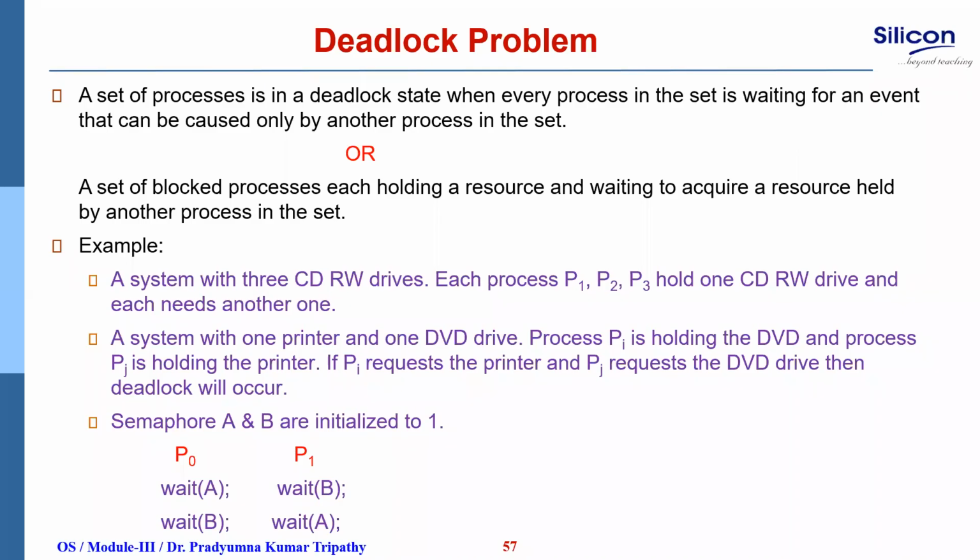So there are 4 processes, maybe they are in deadlock. Every process is waiting for a particular event to occur, which will be done by another process, but that process is also in deadlock in that state. Correct? So it is a kind of recursive thing. So everyone is waiting for each other to complete.